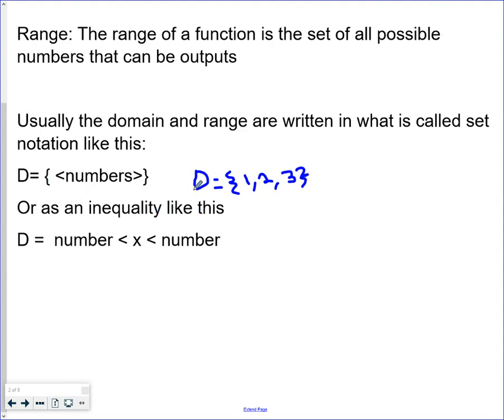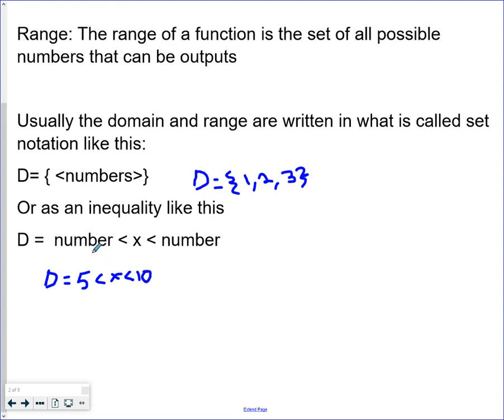So this is one way to write a domain and a range. It works for a range as well. You just replace the D with an R. You can also write it as an inequality. So if your domain is between 5 and 10, let's say my function will accept all the numbers between 5 and 10. I can say that my domain is equal to 5 less than x less than 10.